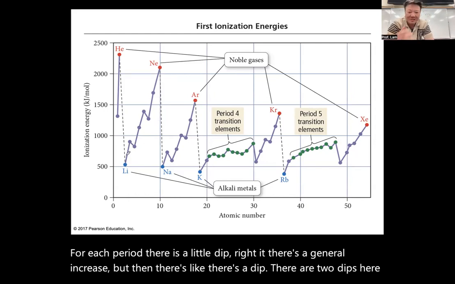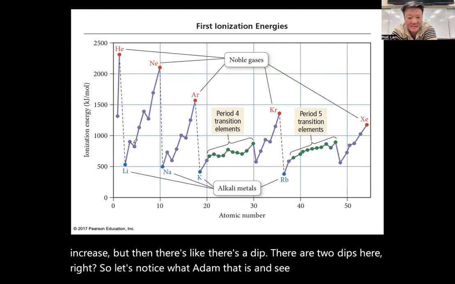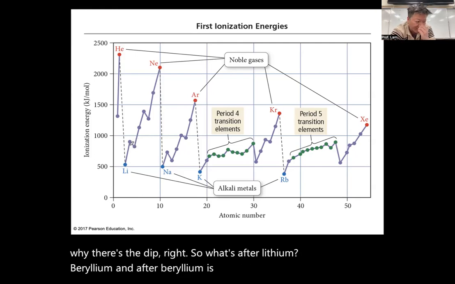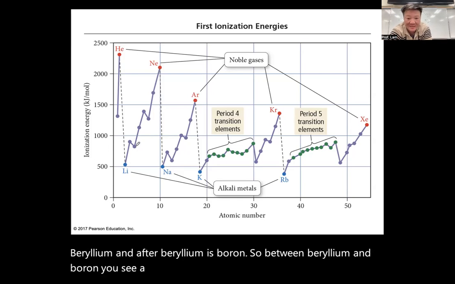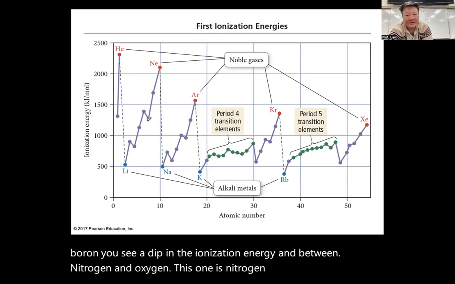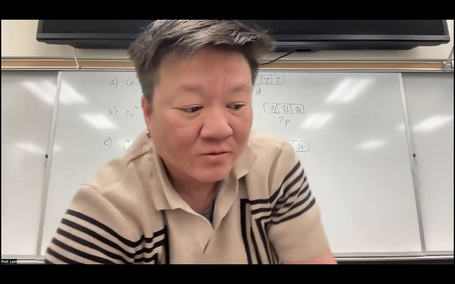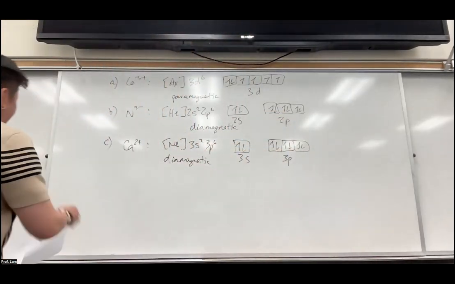So let's notice what atoms those are and see if we can explain why there's a dip. What's after lithium? It's beryllium, and after beryllium is boron. So between beryllium and boron, you see a dip in the ionization energy, and between nitrogen and oxygen, there's also a dip. So let's explain that with electron configuration.